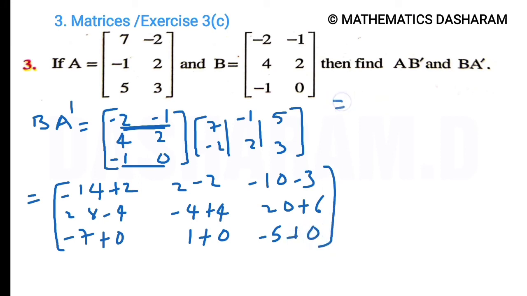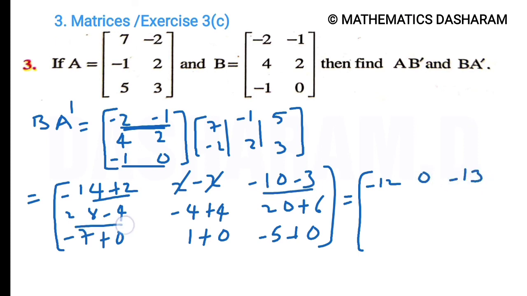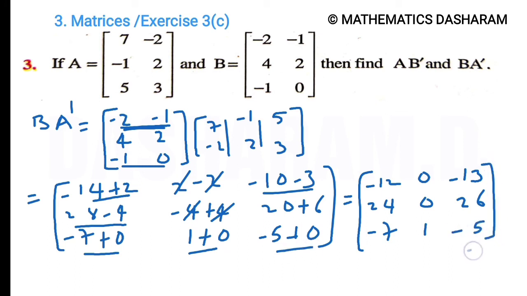Now it is equals to minus 14 plus 2, answer is minus 12, 2 minus 2, answer is 0, minus 10 minus 3 is minus 13, 28 minus 4 is 24, minus 4 plus 4 cancel, 0, 26, minus 7 plus 0 is minus 7, 1 plus 0 is 1 and minus 5. So its order is 3 by 3.